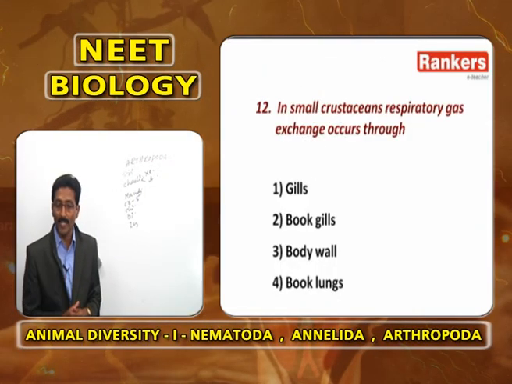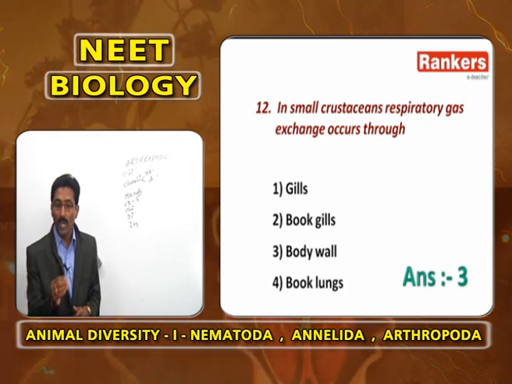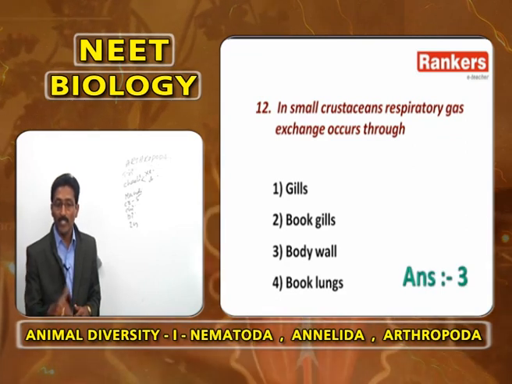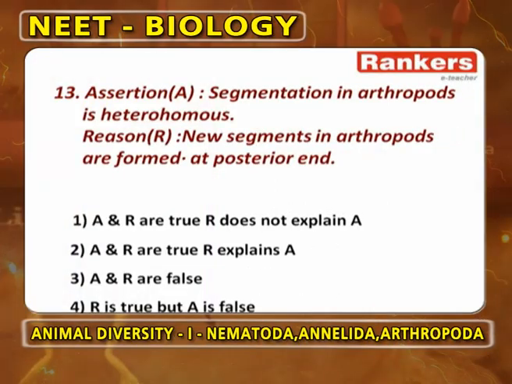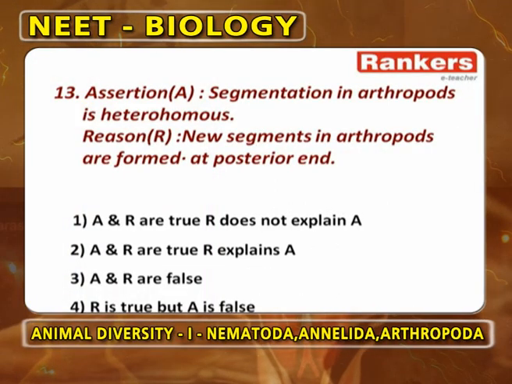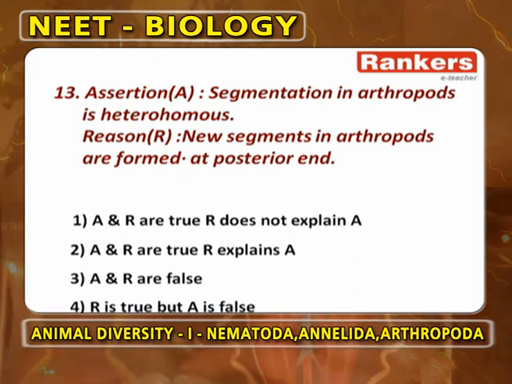Now, what are the main respiratory organs? The body wall in small crustaceans. Now, the next question. Assertion: Segmentation in Arthropoda is heteronomous. New segments in arthropods are formed at the posterior end. Now, what is the answer for this question?